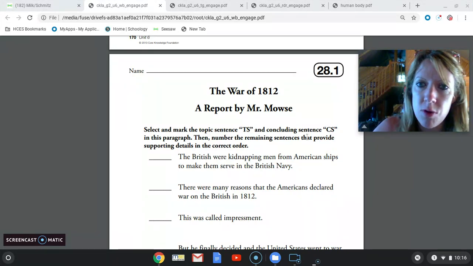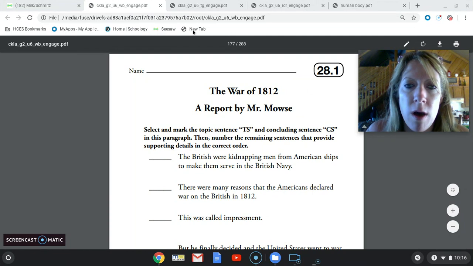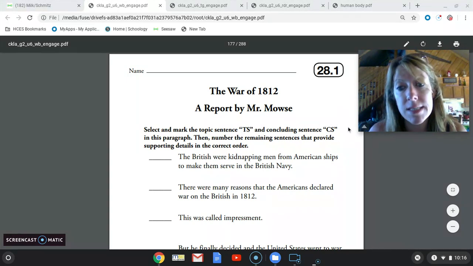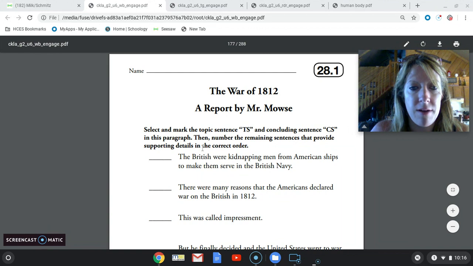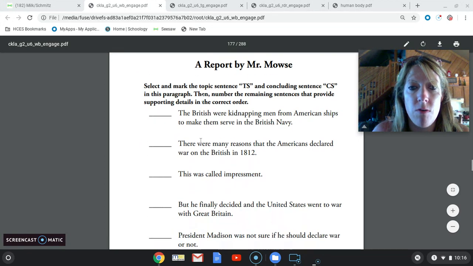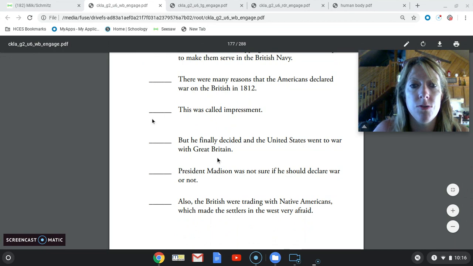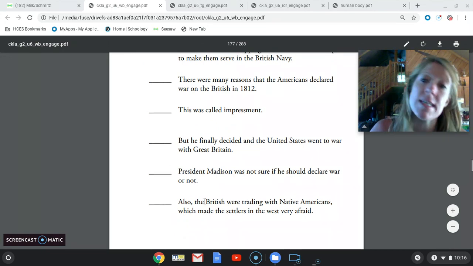So on 28.1, we have the War of 1812, a report by Mr. Mouse. It says, select and mark the topic sentence, TS, and the concluding sentence, CS, in this paragraph. Then number the remaining sentences that provide supporting details in the correct order. So what we have is 1, 2, 3, 4, 5, 6 sentences here.